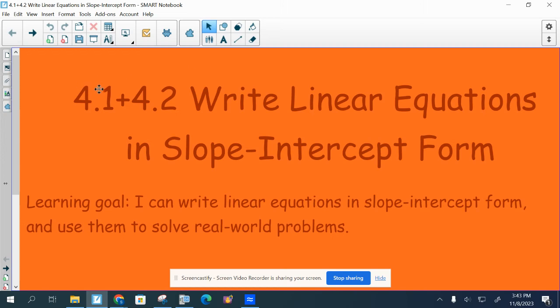Welcome to Chapter 4 on writing linear equations. Chapter 3 focused on graphing linear equations, and now we're going to focus on writing linear equations. So today we're going to learn how to write linear equations in slope-intercept form, which is y equals mx plus b.